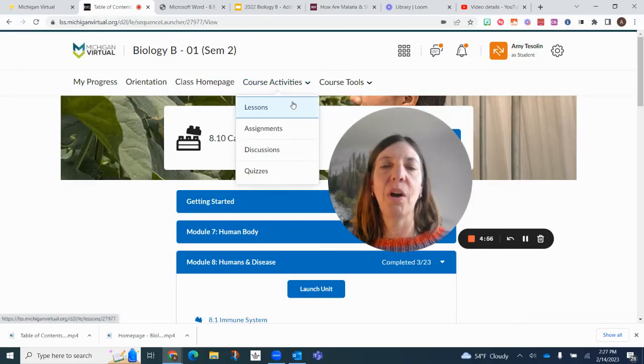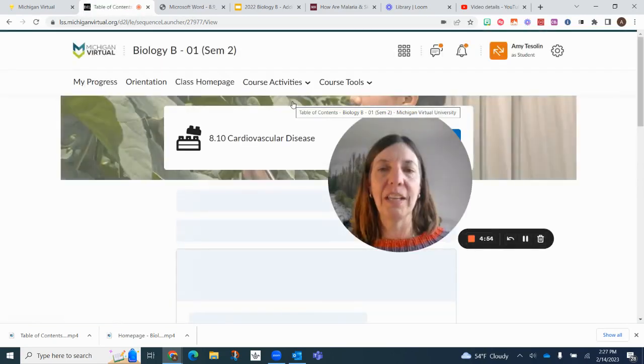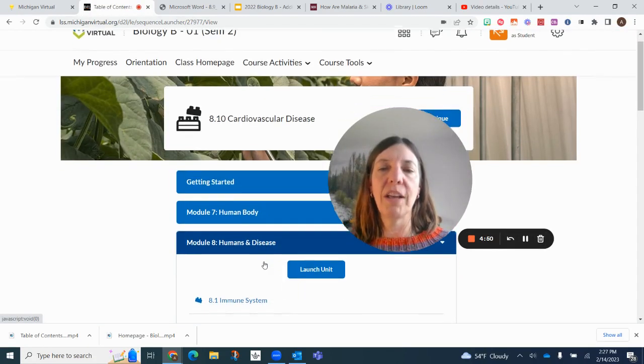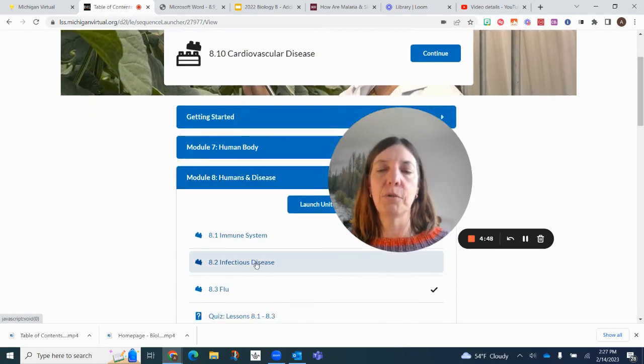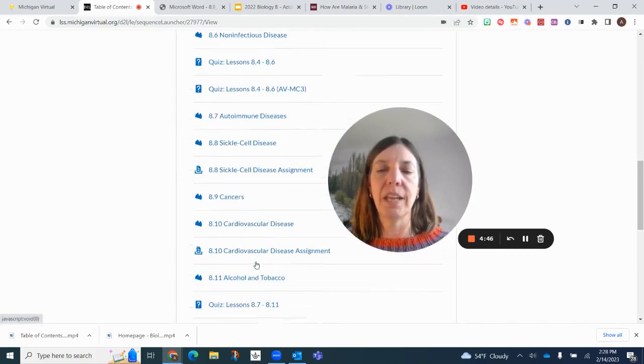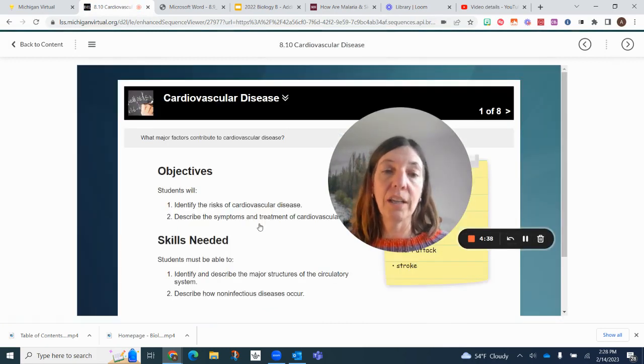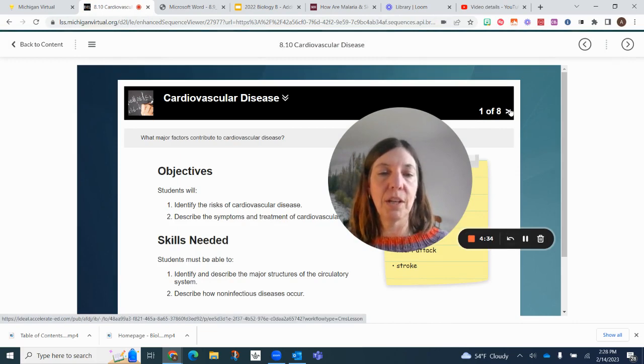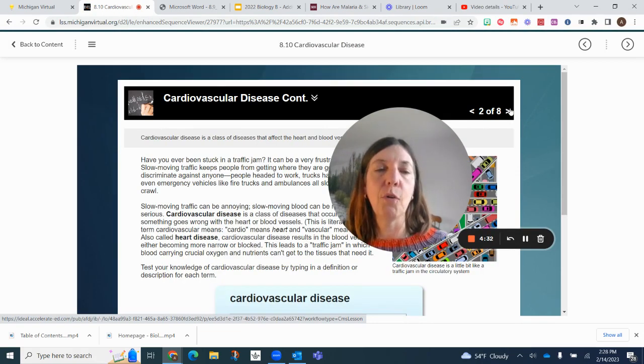I'm going to show you our last assignment for Module 8, which is 8.10 Cardiovascular Disease. So looking at Module 8 and scrolling all the way down to 8.10, we're going to look through the slide deck before we go to the actual assignment to understand a little bit more about cardiovascular disease. So the first slide is about the objectives and some of the terms as before.